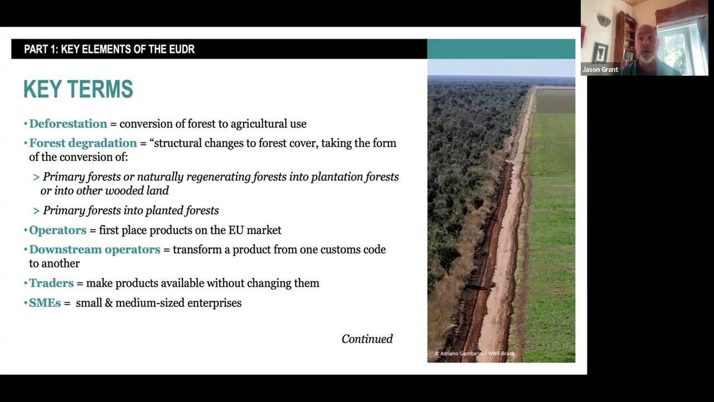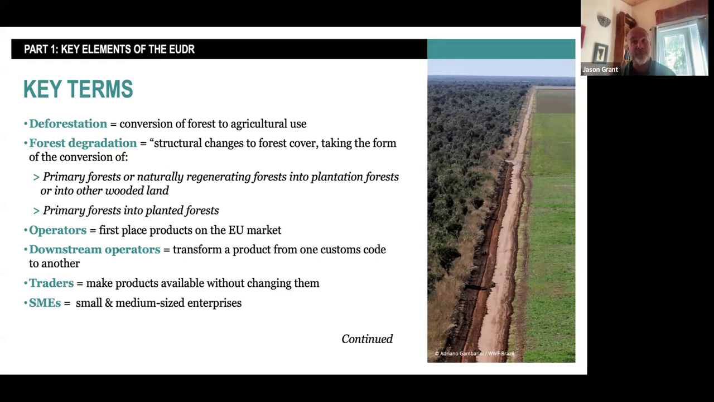Some other key terms: operators in the EUDR, those are first placers of products on the EU market. So those would be the importers, and the EUDR also covers producers within the EU. And so it would be the first entity to place the raw commodity on the market, whether that's timber or soy or what have you.